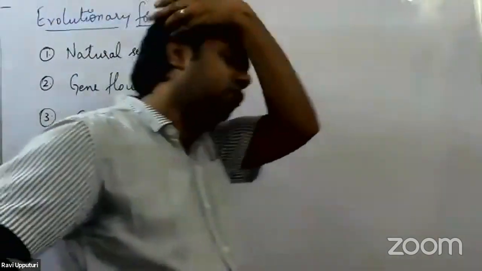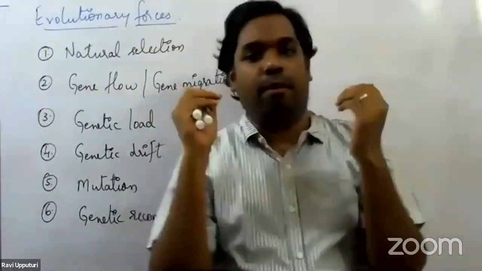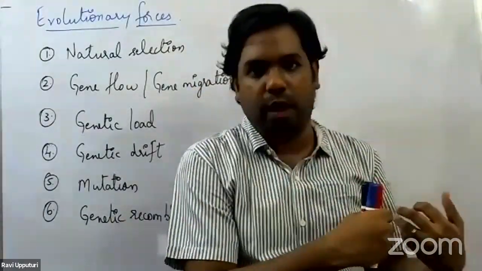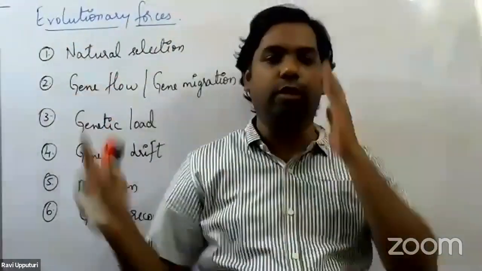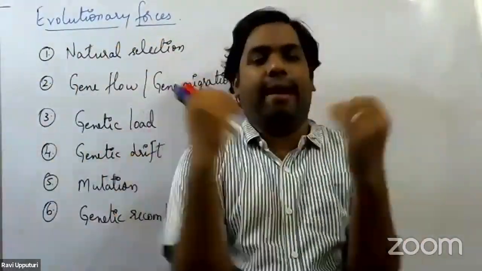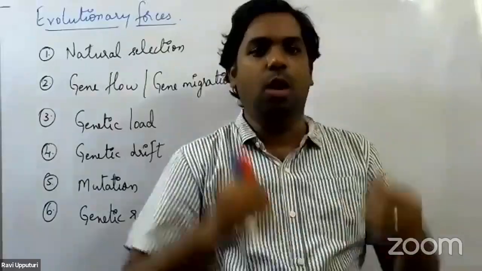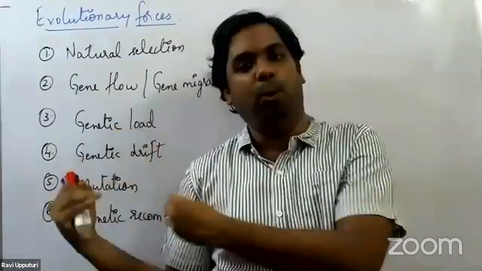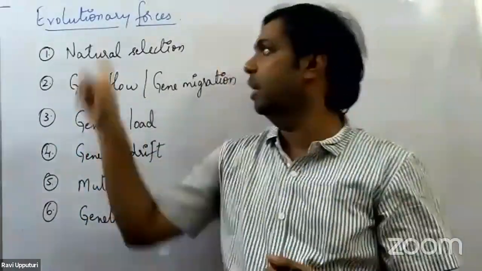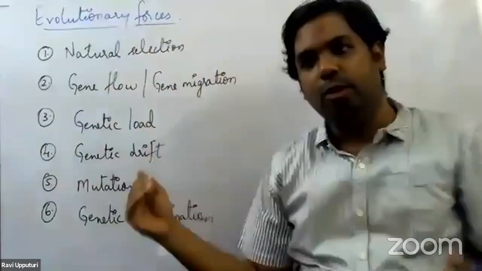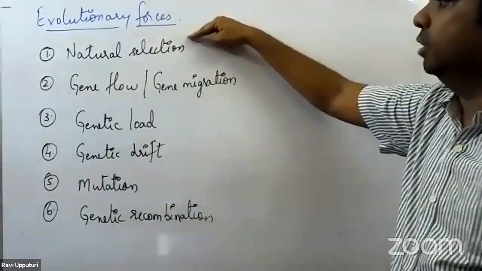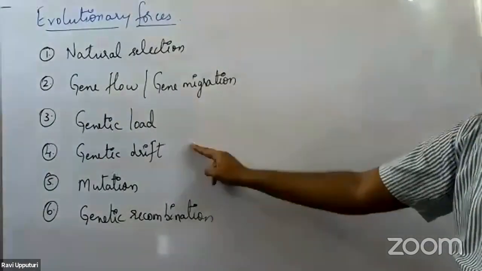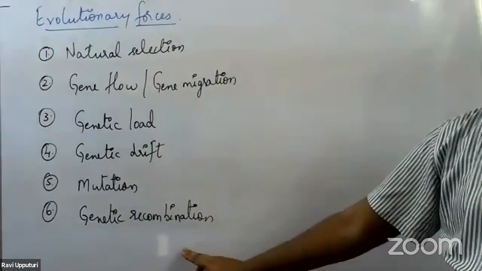And these 6 forces or factors are actually responsible for bringing about some sort of changes in the gene pool. So what are evolutionary forces? Any forces or factors which bring about some sort of changes in the gene pool of a particular population are evolutionary forces. Some of the major evolutionary forces we'll be studying are natural selection, gene flow or gene migration, genetic load, genetic drift, mutation, as well as genetic recombination.